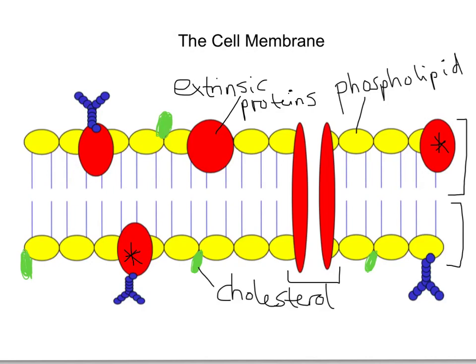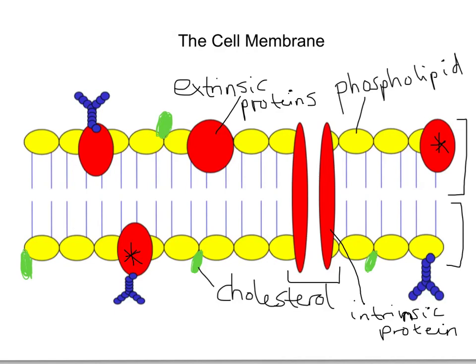So they're extrinsic proteins, clearly quite different to the one that you can see spanning the whole width of the membrane. Now that one there would therefore be an intrinsic protein. That's an intrinsic protein, one that goes within, across the whole of the cell membrane. So we've put our intrinsic and extrinsic proteins in place, we've put our phospholipid molecules in place, cholesterol.